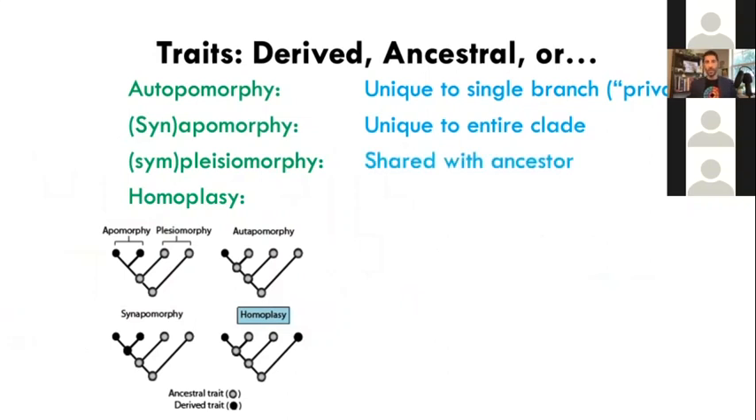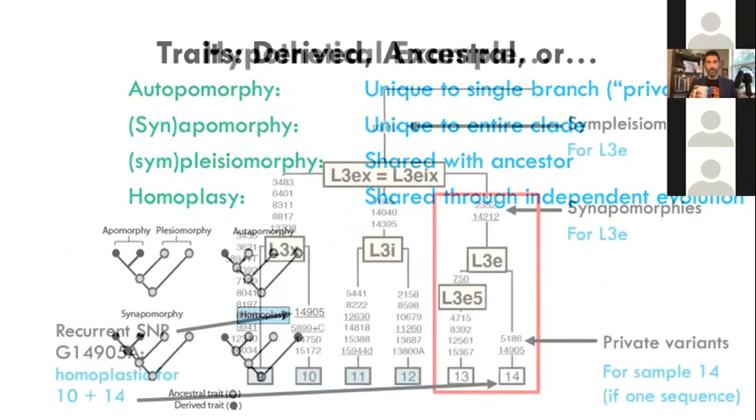Symplesiomorphy is also shared, but it's ancestral. It's not shared recently. And then, like I said, homoplasy is shared through independent evolutionary events, so it actually doesn't cluster 2 branches together. So here's an example in the actual tree.